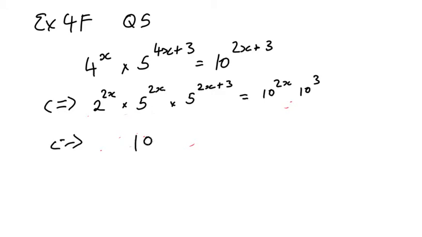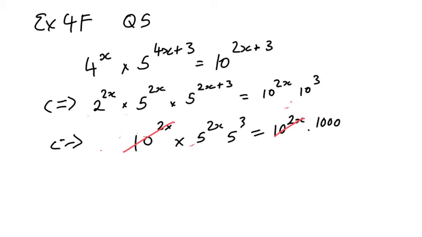I would have 10 to the power of 2x multiplied by 5 to the 2x times 5 to the 3. I'm just preparing my next line by separating that 5 out. We've got two factors there, 2x plus 3 in the power, so I'm just writing them as two separate terms. Here I've got 10 to the power of 2x times 10 cubed, which of course is 1,000. As I said before, the 10 to the 2x's cancel. So I've got 5 to the 2x times 5 cubed, which of course is 125, equals 1,000.